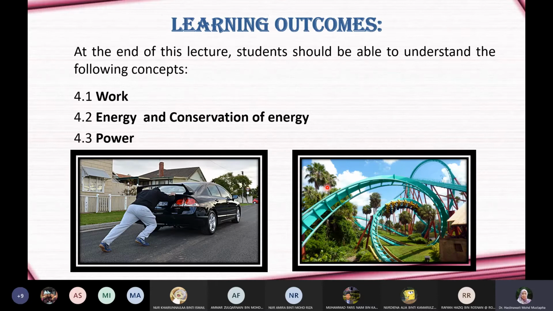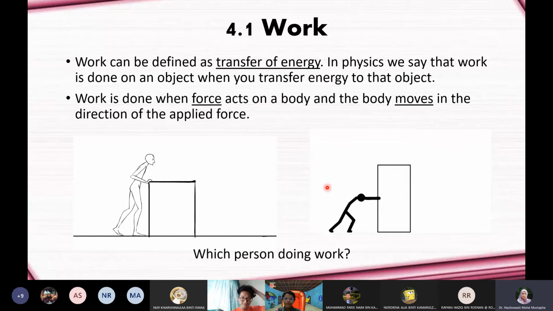Okay, so this is our learning outcome. Untuk chapter 4 ni tak banyak. Dia punya subtopik kita ada 3 je. Work, energy and conservation of energy, and last one power. Chapter ni agak pendek lah. Okay, so what is work?